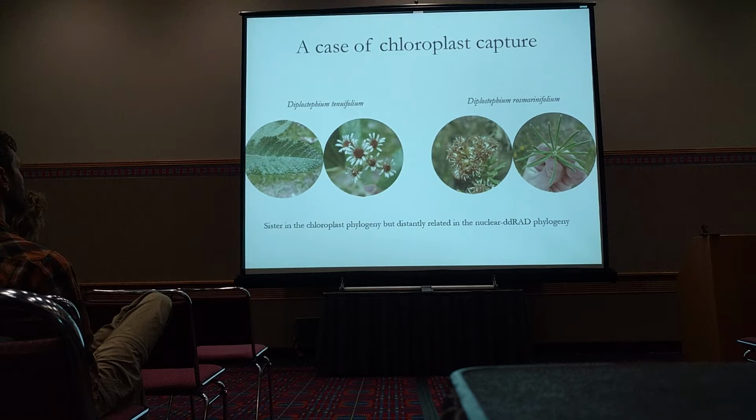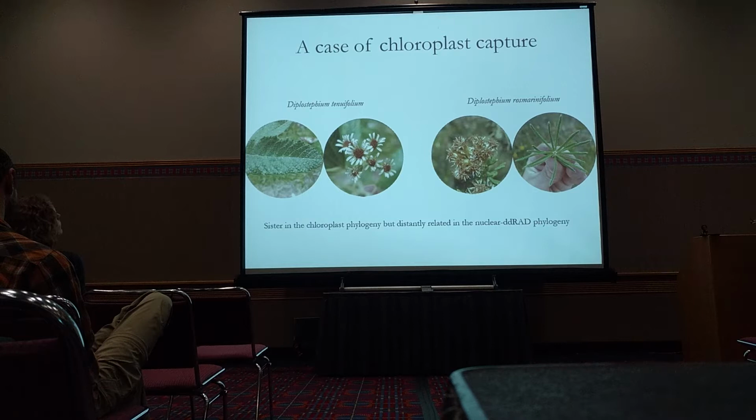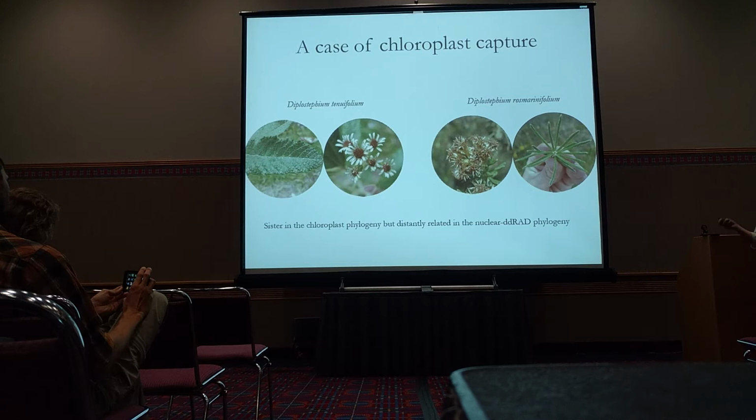These two species are sister in the chloroplast phylogeny, but they are distantly related in the nuclear phylogeny. This species that is a tree in the nuclear phylogeny is with other trees in the chloroplast phylogeny. So you can see the difference in the leaf and the floral morphology.